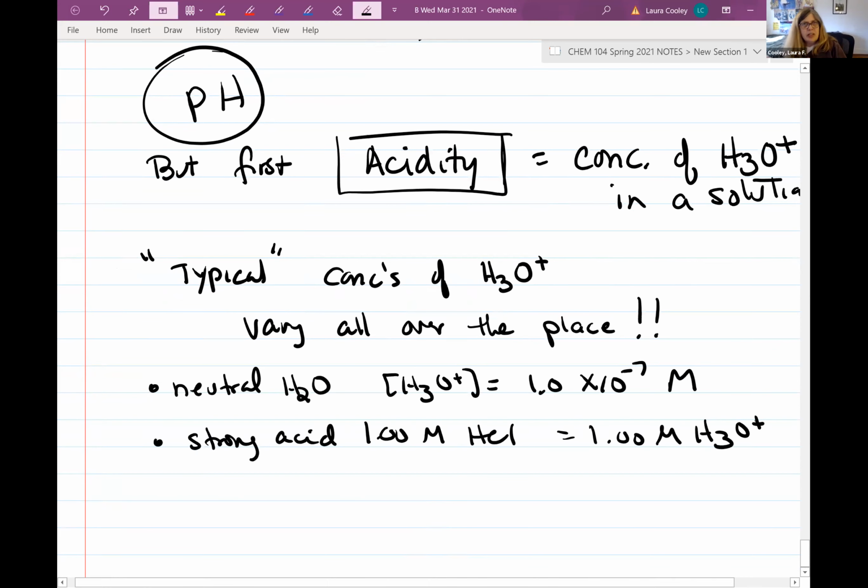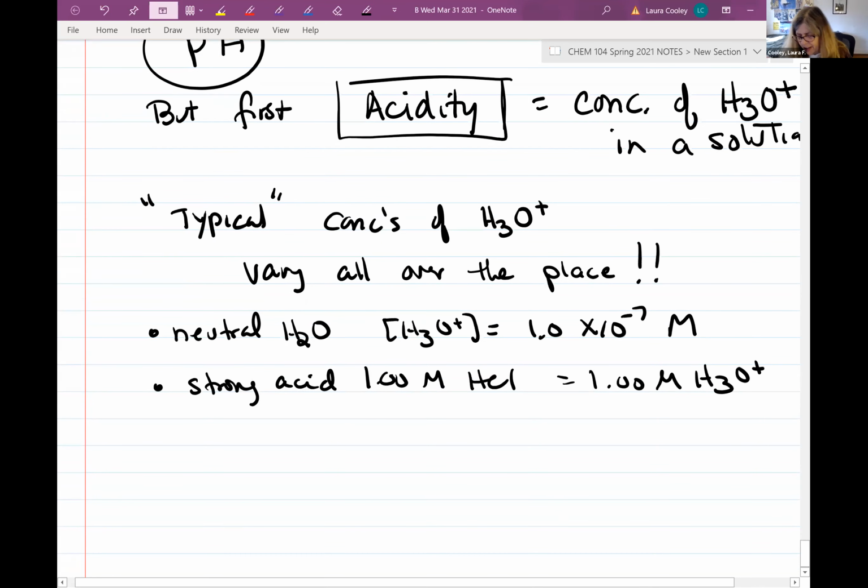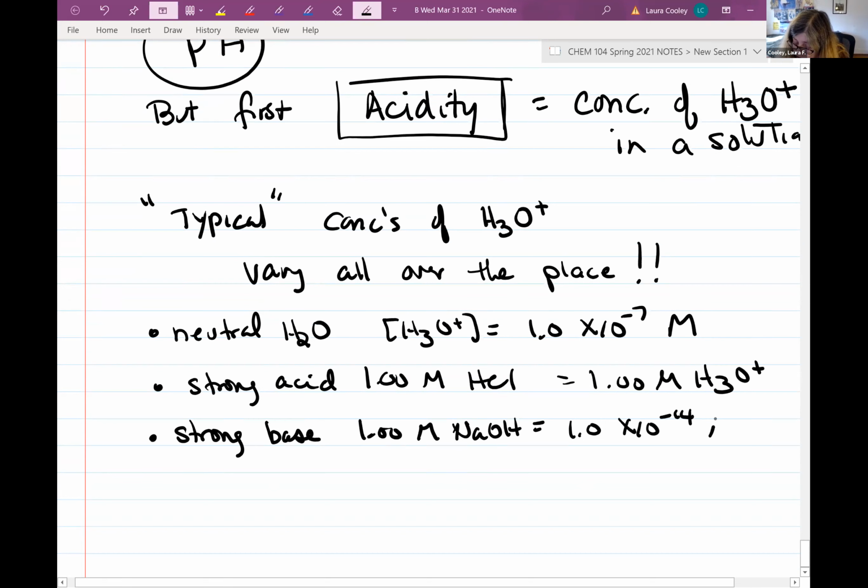We know it completely dissociates. It has 0 HCl. It has 1 molar H3O plus and 1 molar chloride, but who cares about chloride? It doesn't do anything interesting. If we have a strong base solution, if we have 1 molar hydroxide, like NaOH, we haven't learned this yet, but we will do it the next time, that concentration would be 1 times 10 to the negative 14th molar of H3O plus.